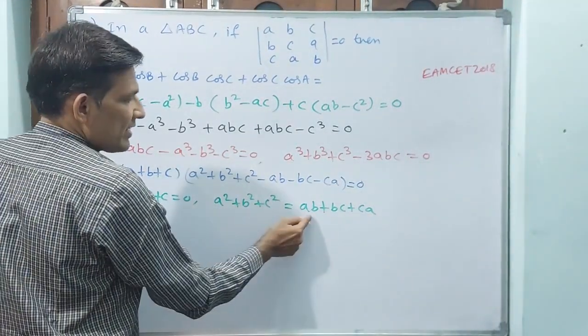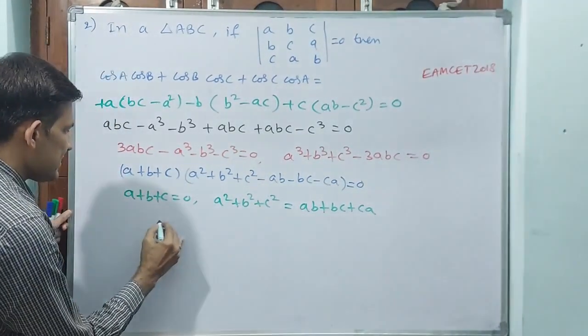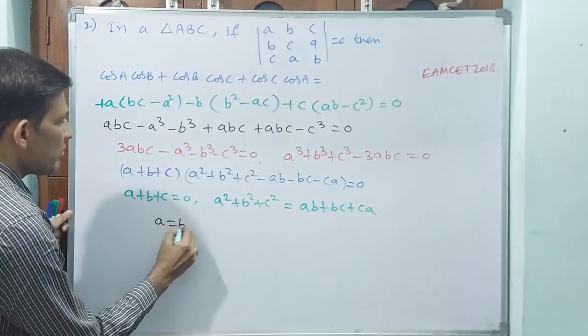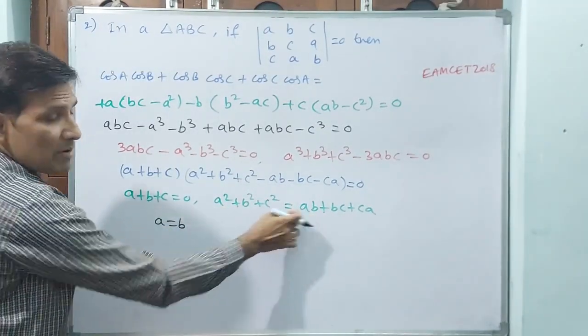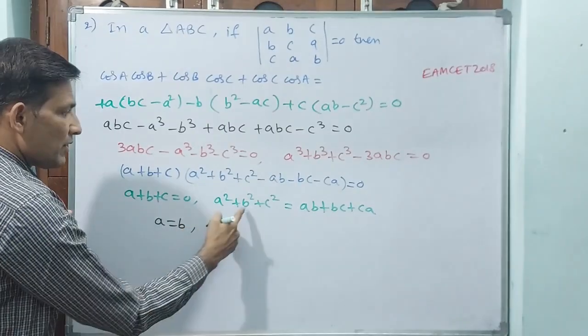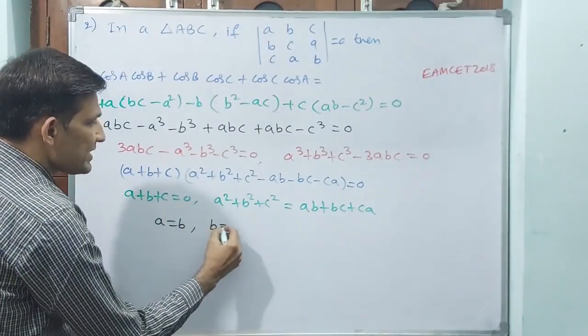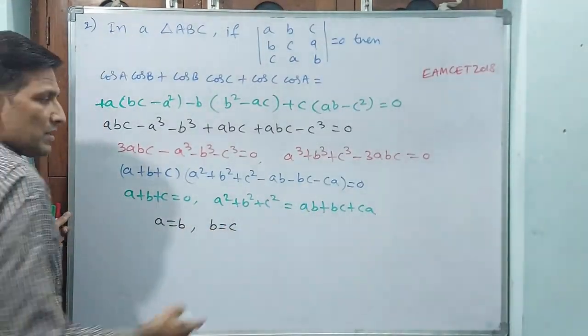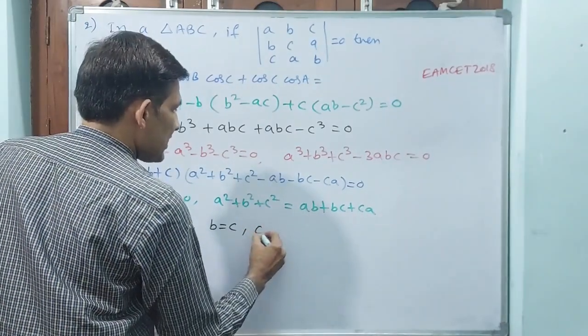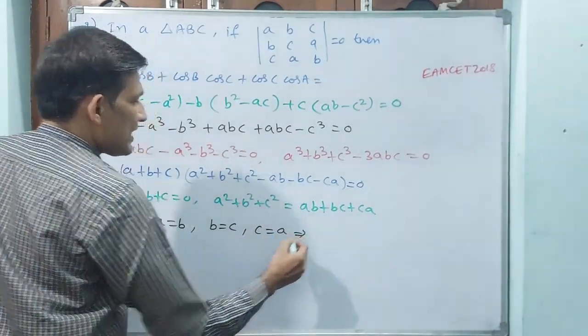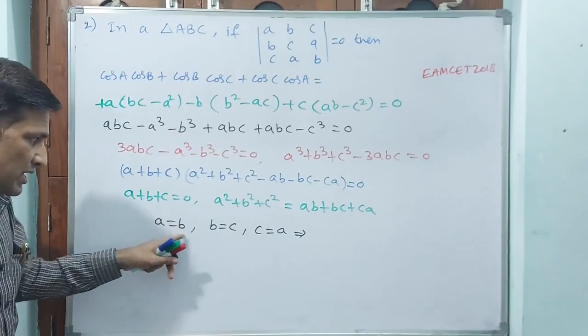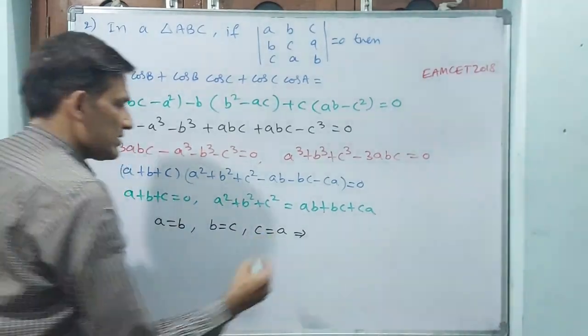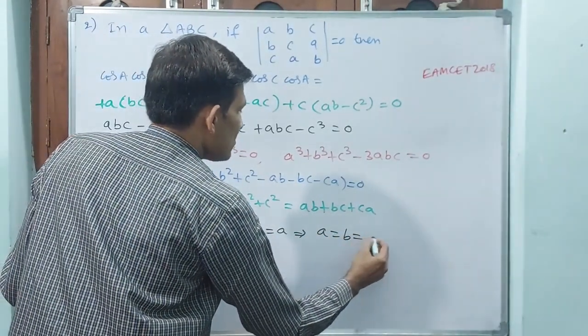You see, A square and AB are there. That means, shall I say A = B? Then only A² = AB will come. B² = BC means, shall I say B = C? C² = CA means, shall I say C = A? Finally, what will happen? A = B = C = A. That means, see, A = B = C.